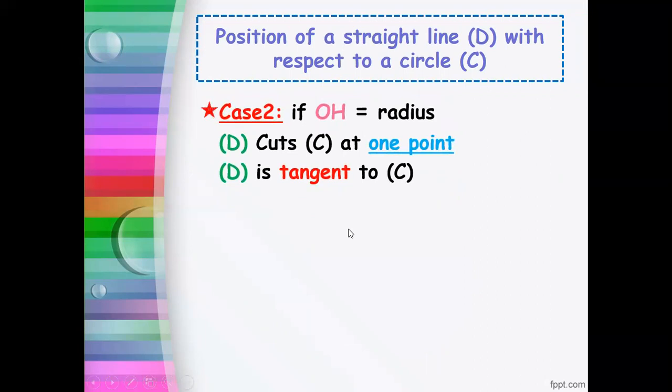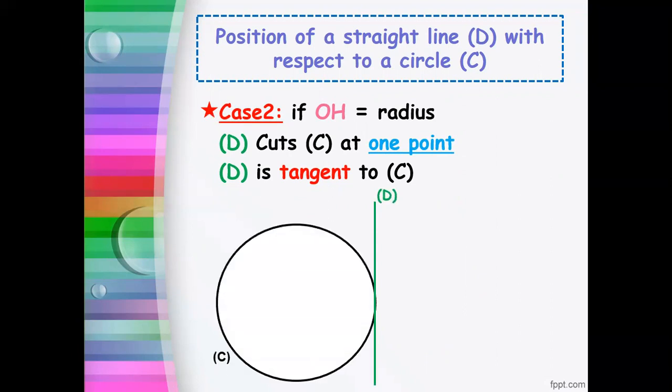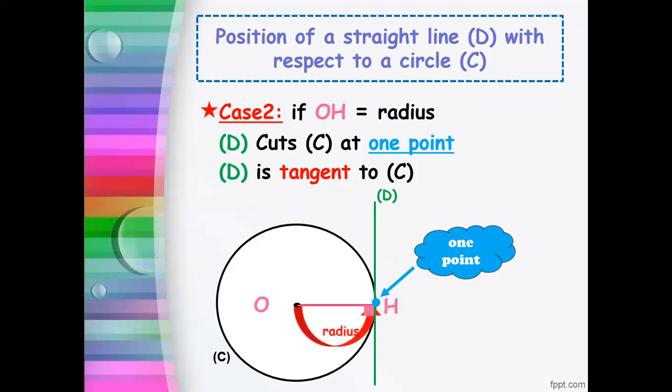If the distance from the center to the straight line is equal to the radius, in this case, we have 1 point, 1 intersection point. D cuts C at 1 point, and look, OH, the distance from the center to the straight line, is equal to the radius. So in this case, we say that D is tangent to C.